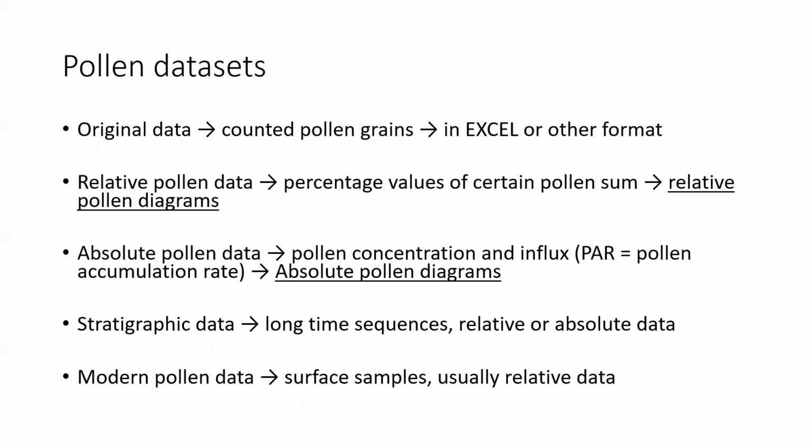And then usually the pollen data is presented as stratigraphic data, long time sequences, and those can be relative or absolute data. But you can also do modern pollen analysis from surface samples. For example, studies of how modern pollen reflects the actual modern vegetation, and usually this is used as relative data.